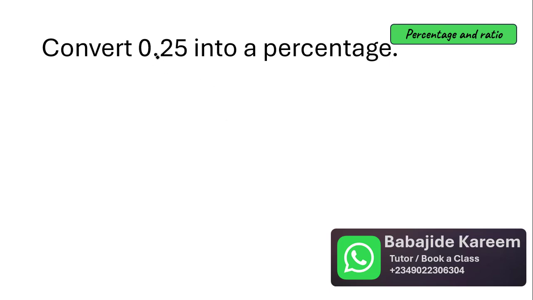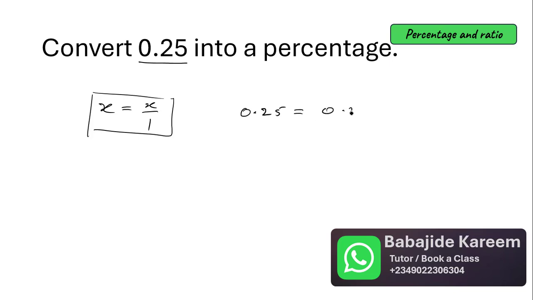Convert 0.25 into percentage. So every number like x is also equal to x over 1. So on this note, we can say 0.25 is also equal to 0.25 over 1. So if you multiply both sides by 4, the 4 is not just a random number.